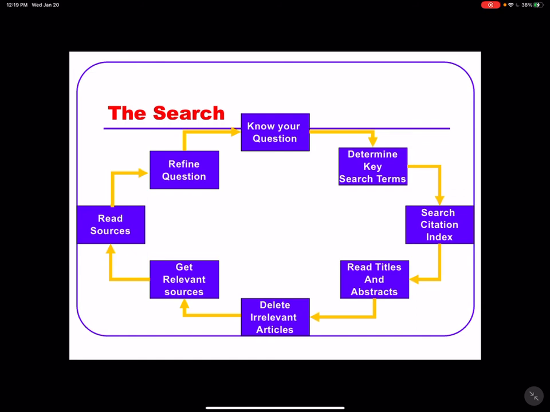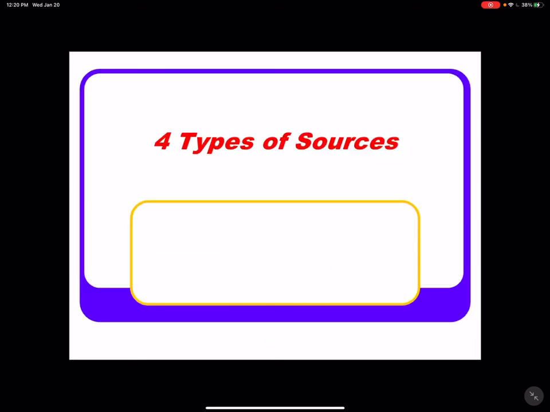But this is a good guide for the search, and it really helps if you go in, think efficient, don't get distracted, and do your search. So this is a good guide to help you out. Next, we're going to talk about 4 types of sources, and these are sources that your book talks about. And basically, they're the good, the okay, the bad, and the ugly.